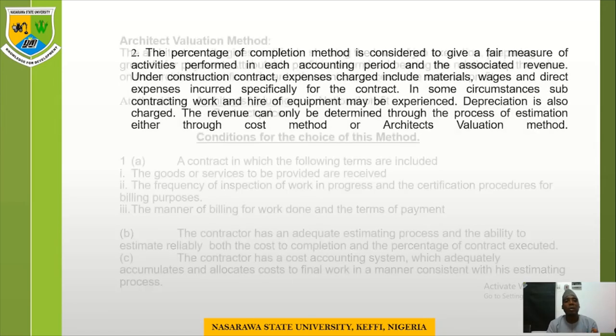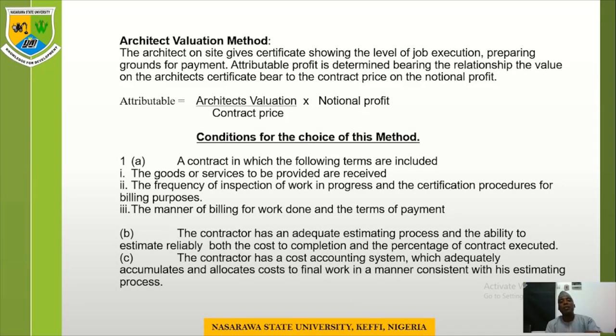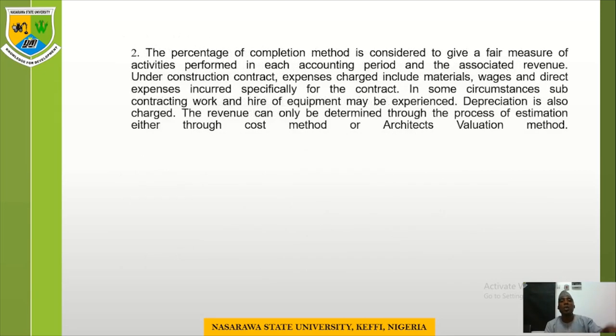The second condition is that where the percentage of completion method is considered to give a fair measure of activity performed in each accounting period, and the associated revenue is inherent, then under a construction contract, the expenses are charged. What we are saying is that the first condition meets the requirement for the choice of the cost method. While for the second condition, if you ensure that the percentage of completion method is considered to give a fair measure of activity performed in each accounting period, with the associated revenue and expenses, then the architectural valuation method is applicable.